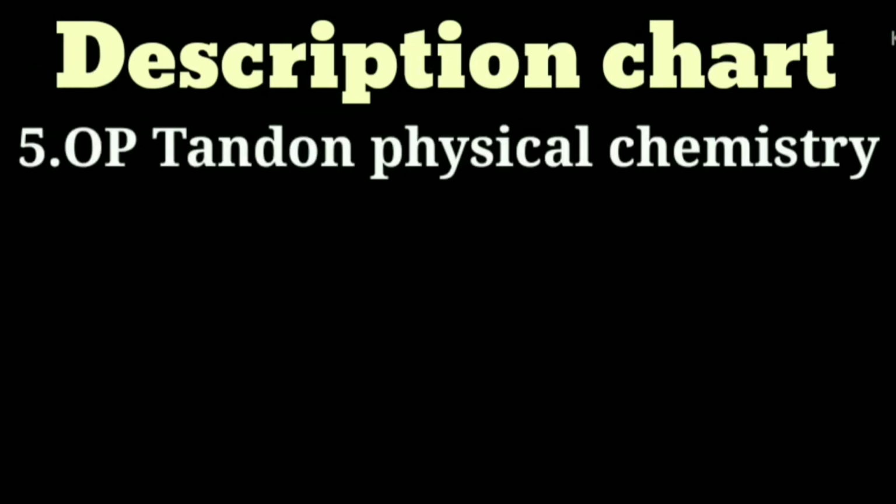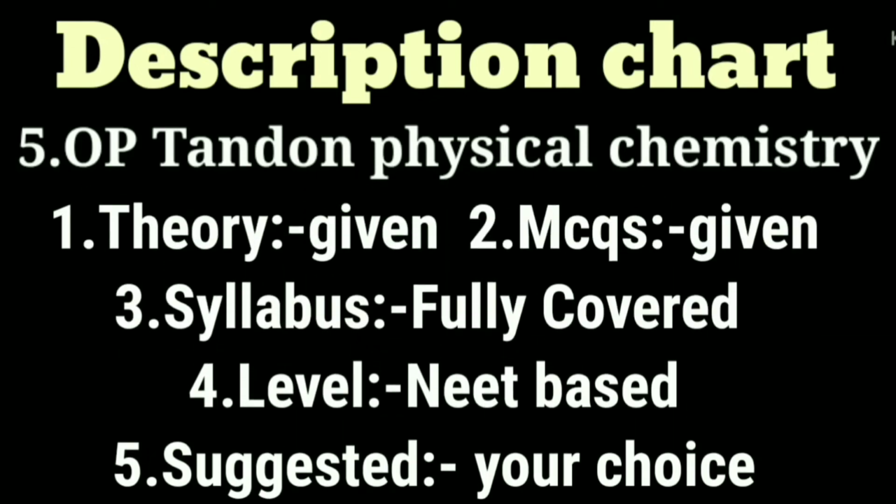Fifth book is OP Tandon Physical Chemistry. Theory is given, MCQs are also given, syllabus is fully covered, level is NEET based. Suggested? I do not suggest it, but it's your choice, because I find NCERT and Errorless enough for physical chemistry. It's enough.